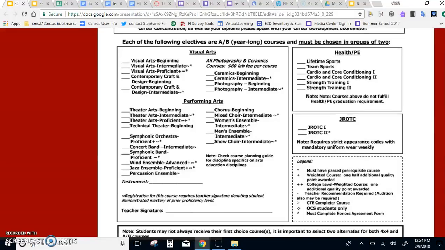Next, let's look at physical education. Please do not select more than 2 PE courses. Do not select a PE course that you have previously taken unless it has level 1, 2, 3, or 4 beside it. You will not receive credit twice for lifetime sports or team sports.